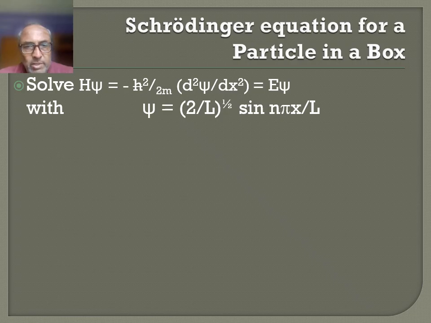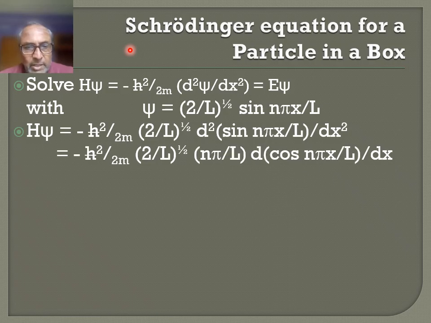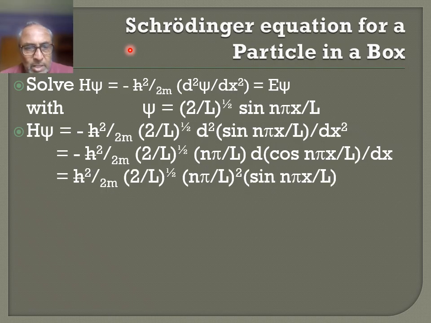We have thus solved the Schrodinger equation h psi equals minus h cross squared by 2m times d squared psi by dx squared equals E psi for a particle in a one-dimensional box subject to the boundary conditions, and obtained the solution psi equals root 2 by L, that is a normalization constant, times sine n pi x by L. Putting this form of psi into the Schrodinger equation, we get h psi equals minus h cross squared by 2m times root 2 by L times d squared by dx squared of sine n pi x by L, which is equal to minus h cross squared by 2m times root 2 by L times n pi by L times d dx of cos n pi x by L, which is equal to h cross squared by 2m times root 2 by L times n pi by L whole squared times sine n pi x by L.